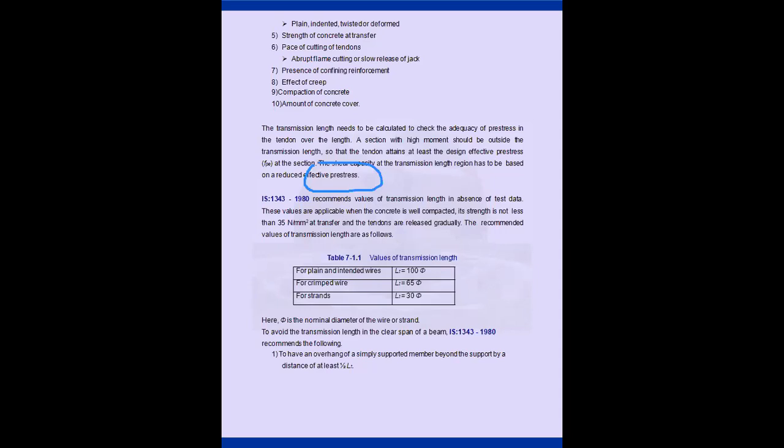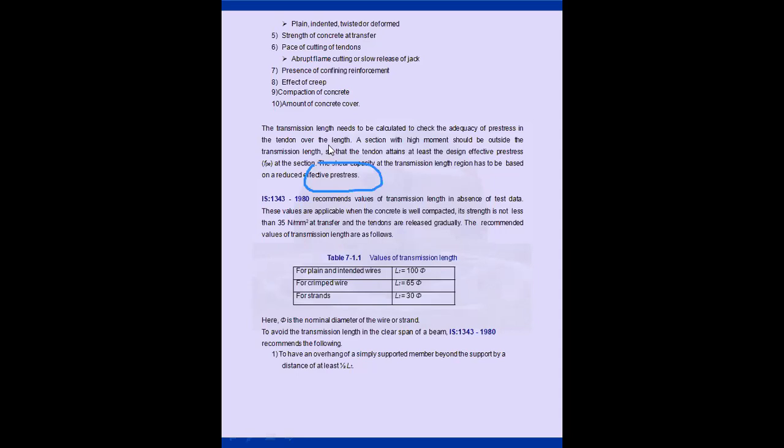Compaction of concrete, how well you are compacting the concrete, right? After pouring the concrete, your concrete should spread evenly into the mold, and there should not be any air voids or honeycombs in the concrete. Then only the transmission length will be proper, and the load transfer takes place in a proper way, right? And finally, amount of concrete cover. Concrete cover is also very, very important, which is going to affect the transmission length. So these are the factors which are going to affect the transmission length. You have to remember them carefully.